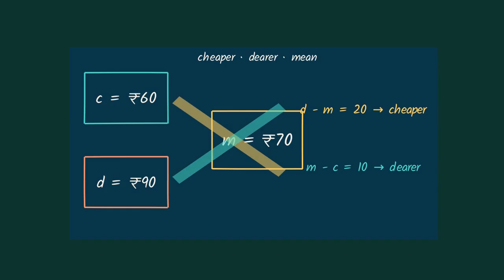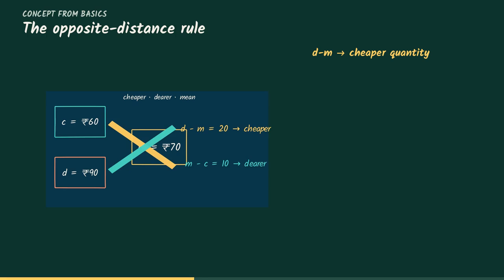Now the distances. D minus M goes with the cheaper quantity. M minus C goes with the dearer. Each ingredient's share equals how far the other price sits from the mean. That swap is alligation. Never take D minus C in one step, and never put the larger distance with the dearer by habit.